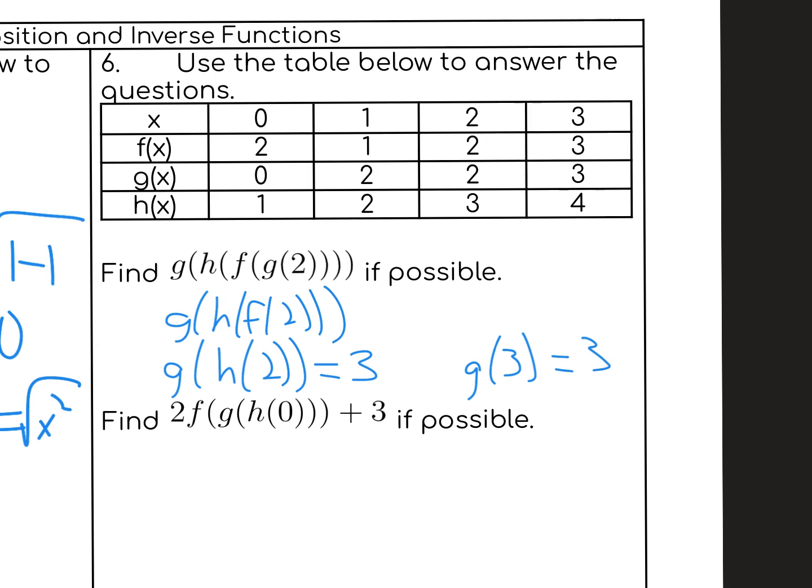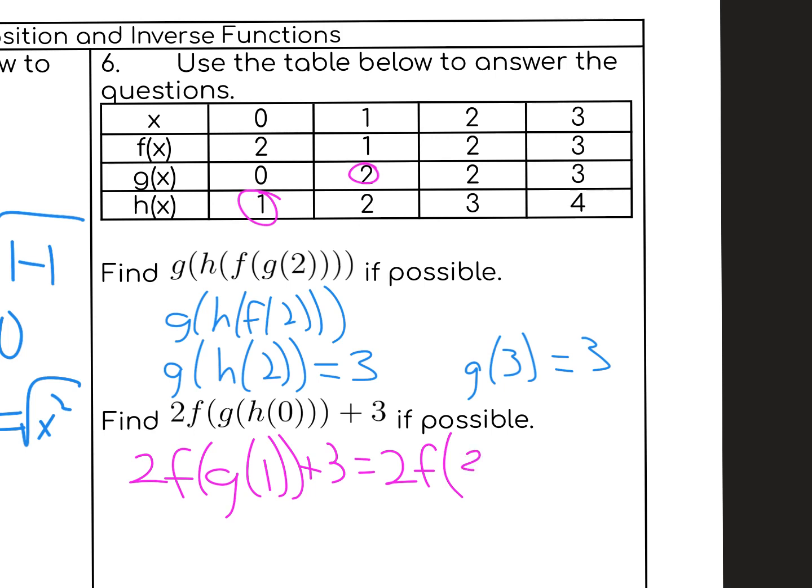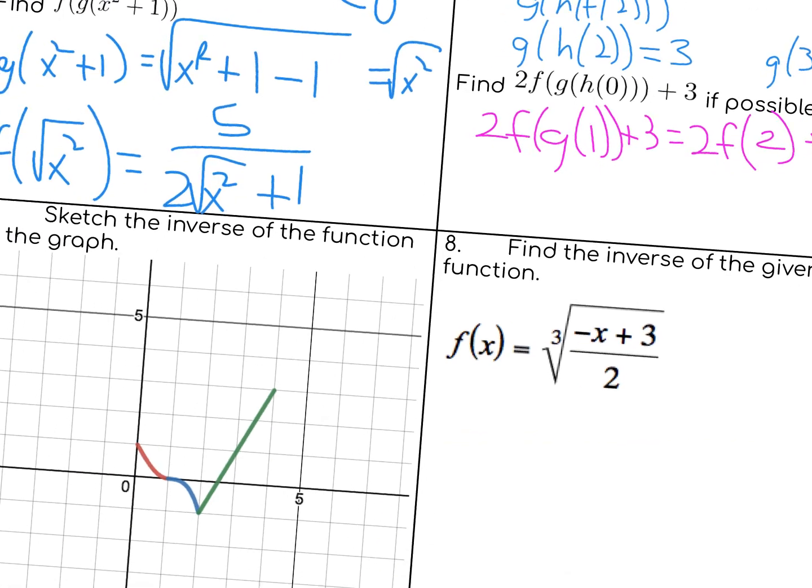And next one says 2f of g of h of 0. So h of 0 is 1 plus 3. And that's going to be the same as 2f of g of 1 is 2 plus 3. And then 2 times f of 2 is 2 plus 3. So 4 plus 3 is 7. Just follow the process and it's not too scary.